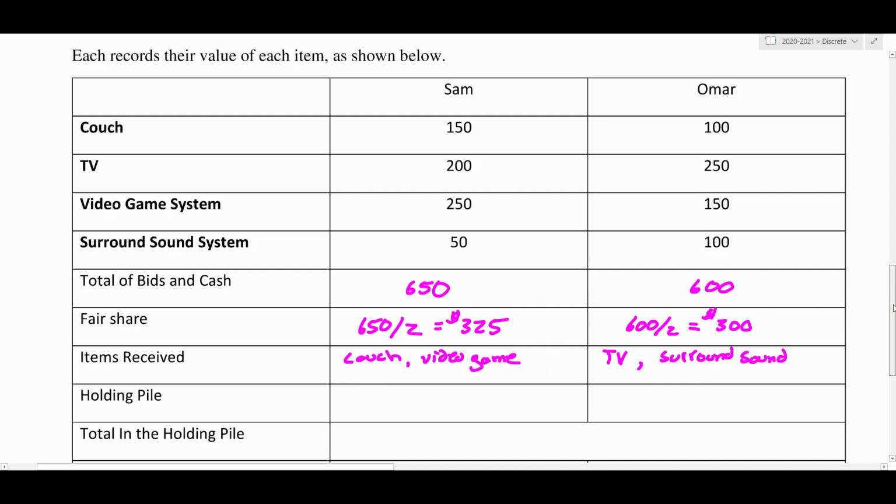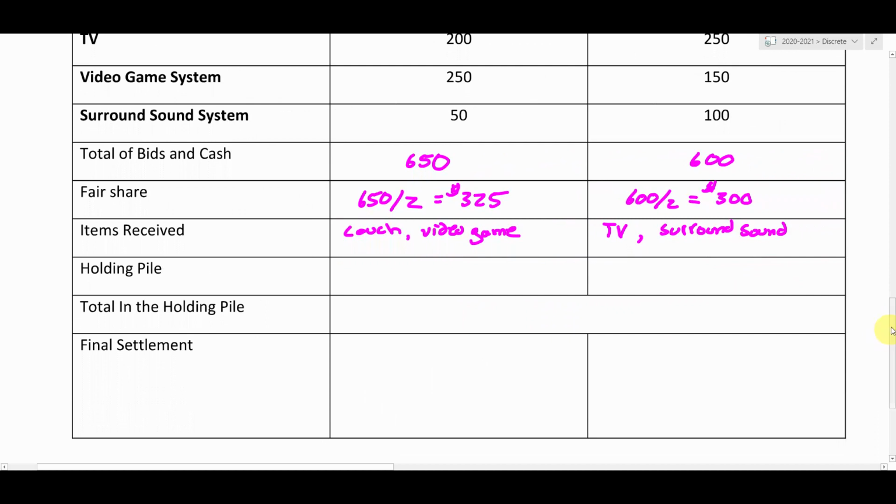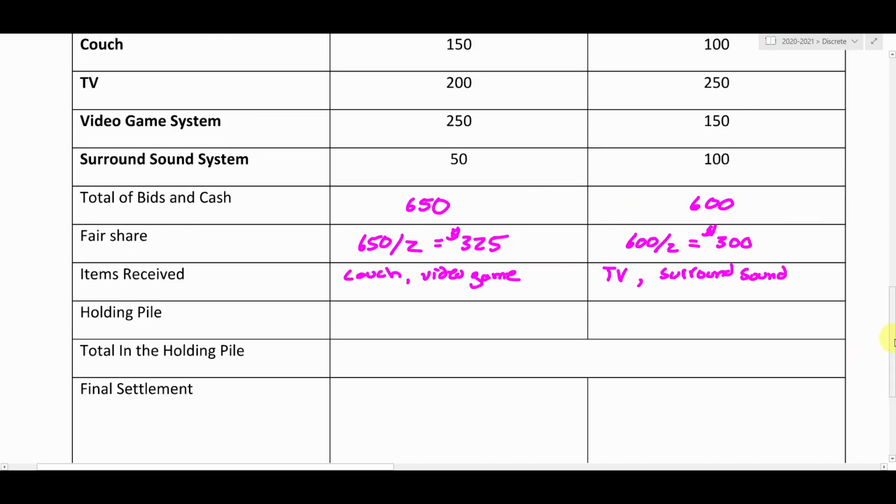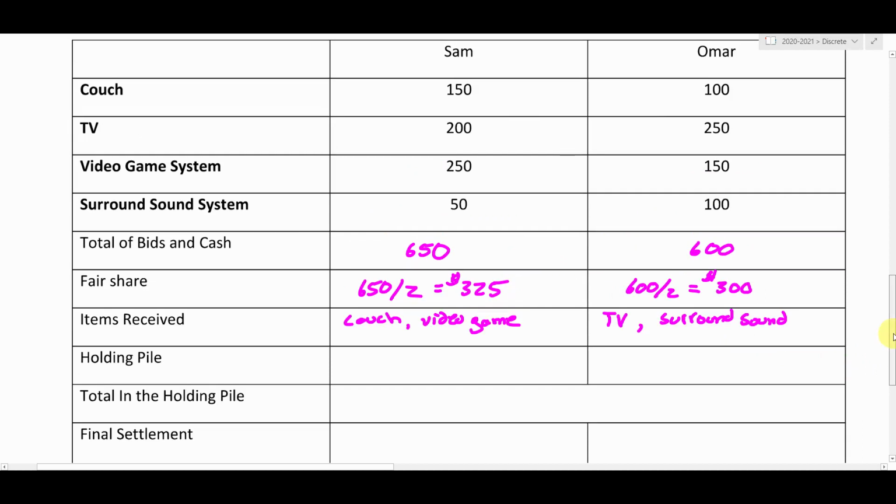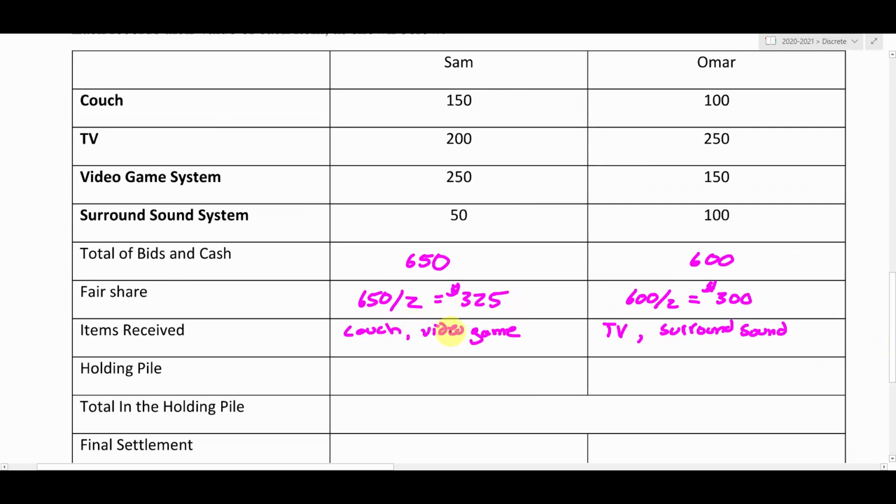Now, we're going to start addressing this thing called a holding pile. What we have to do to figure out the holding piles is figure out the total value of the items that they received, in their eyes, and that's important, in their eyes. So the total value of the couch and the video game that Sam received was $150 plus $250. So this is $400 worth of stuff, which is more than his fair share. So Sam is going to pay $75 into the holding pile.